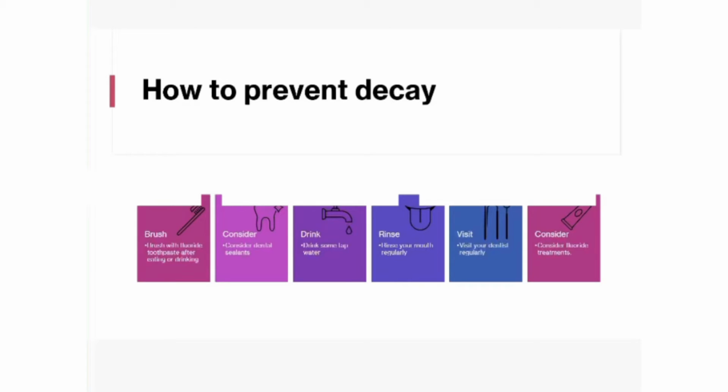Brushing with a toothpaste that contains fluoride, dental sealants as a form of preventative care, receiving fluoride from tap water, rinsing and cleansing the mouth of any food debris, keeping up with your regular dental visits, and considering your options of different fluoride treatments are all great ways that can help prevent decay.